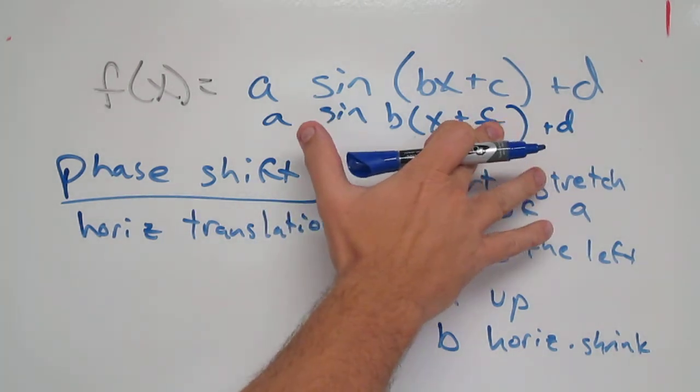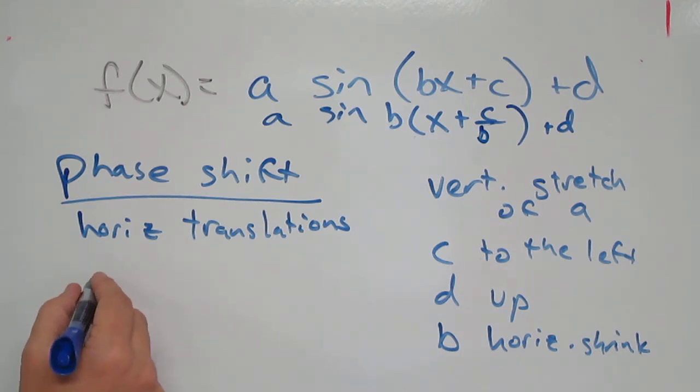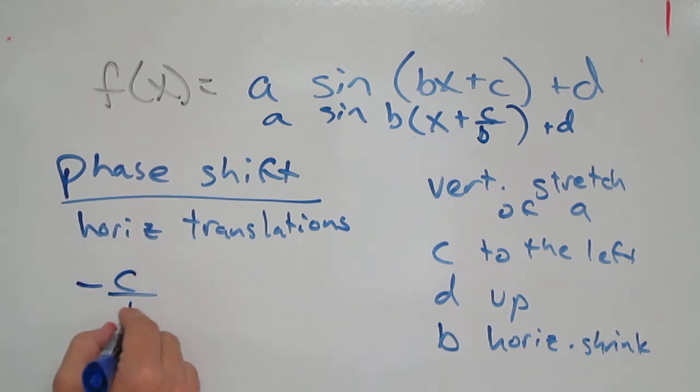That ends up giving us our phase shift. Our phase shift ends up being C over B, okay? If it's negative, it's moving to the right. If it's positive, it's moving to the left. So really, I should just call it C over B. Again, phase shift refers to a horizontal translation. And we'll look at some examples of that in just a moment.